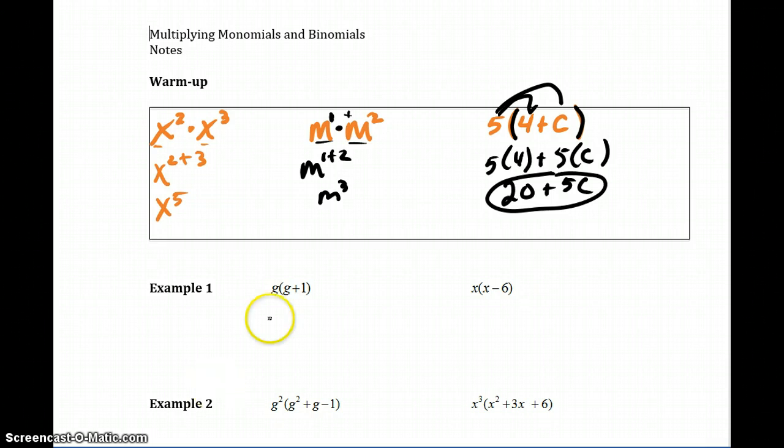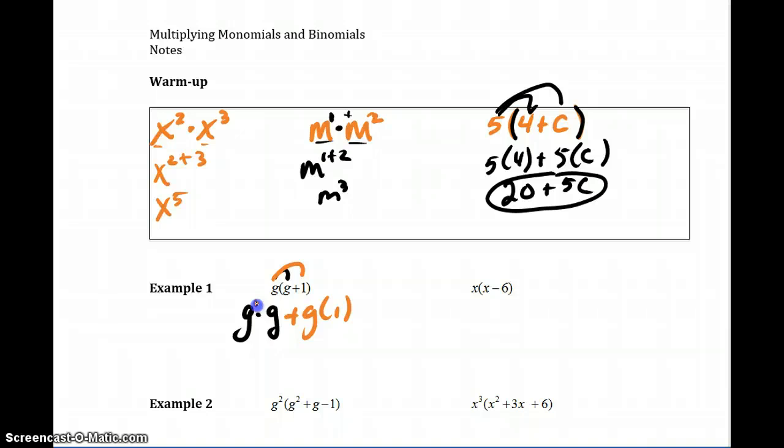So our first problem is g times g plus 1. So what we're going to do here is we're going to distribute this, because again the g is being multiplied by the entire parenthesis. So we have g times g, and then we have plus g times 1. So I've just distributed it.